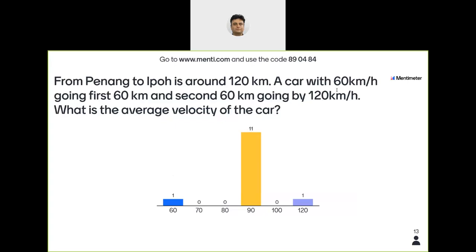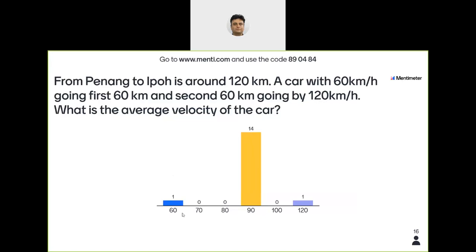I want to describe here one major note: if we have different data, the mean shouldn't be exactly one of the data. So when we have 160 and 120, the mean will not be 60 or 120. It should be between these two.